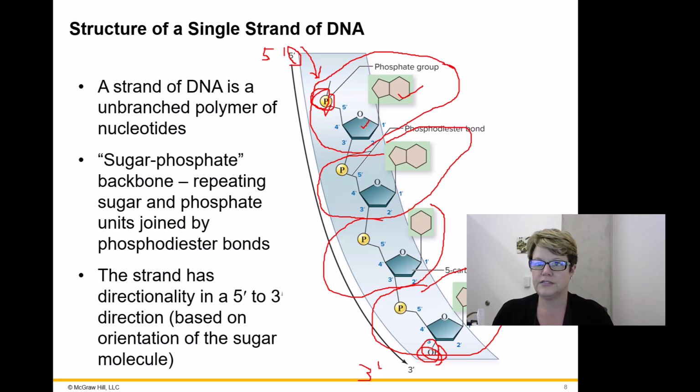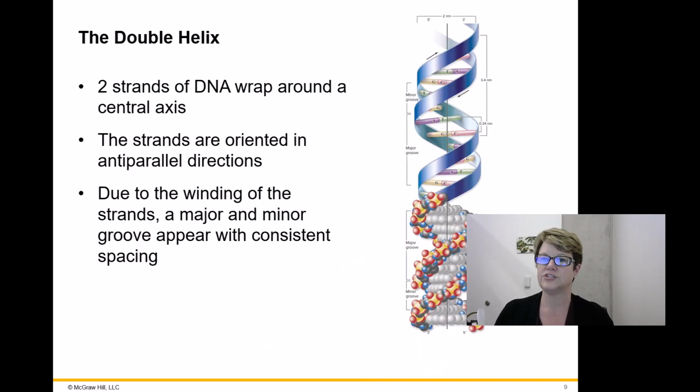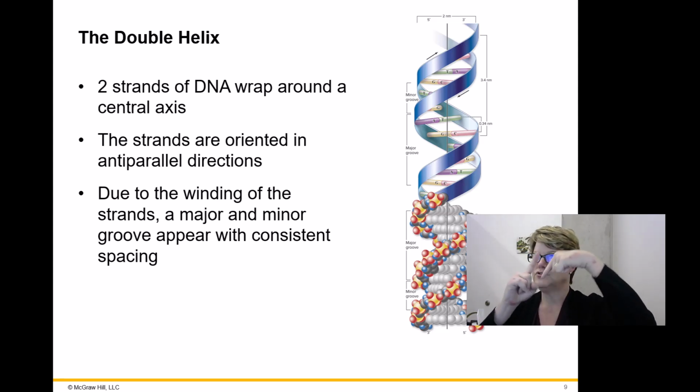And usually they draw an arrow starting at the 5, and they draw an arrow towards the 3. That's just the standard. And so you can see what that directionality is. But that's just a single polynucleotide strand, and I said that DNA is actually two strands that we call the double helix. Double because there are two strands, and the helix because it spirals.